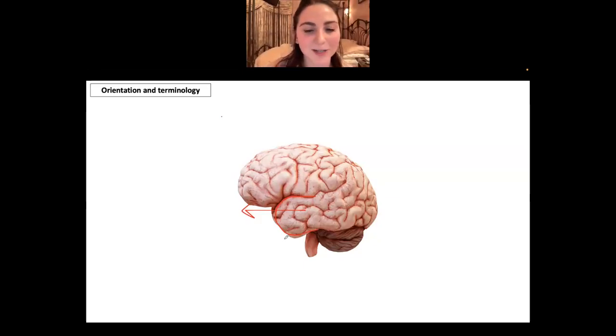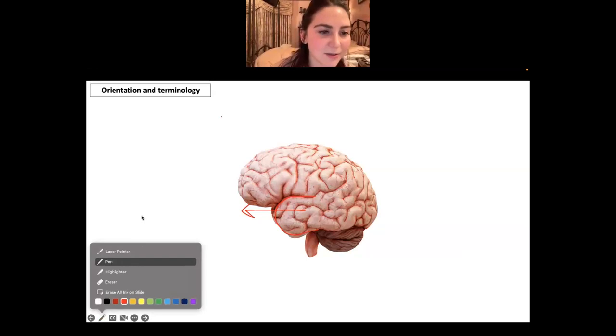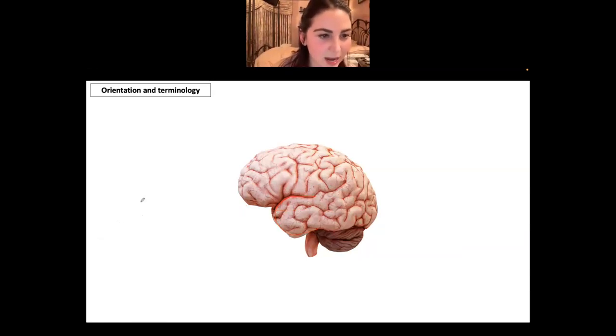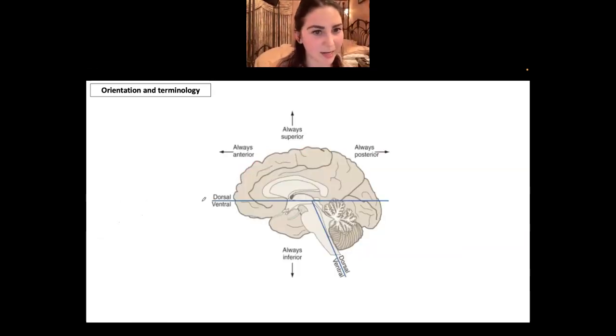And this is also important. We're going to talk about this with strokes because certain strokes, if you have a right-sided stroke versus a left-sided stroke, it's going to present differently. So it's just important to know, yes, this is going to be the left side of the brain that we're looking at right here. This is the dominant side of the brain.